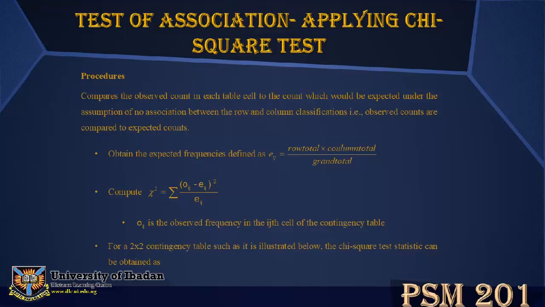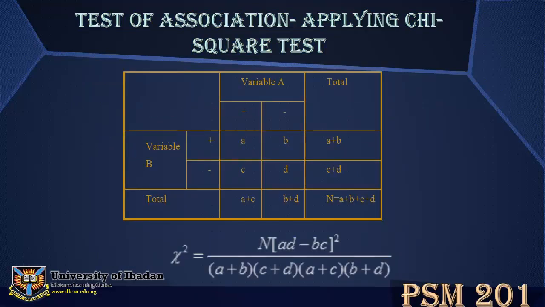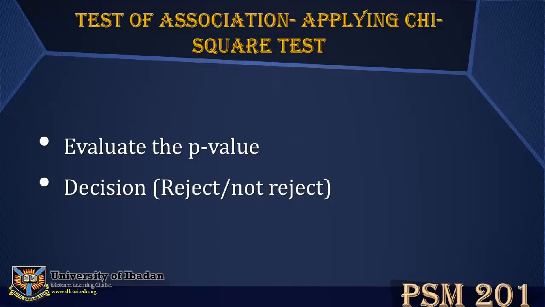For a 2 by 2 contingency table, such as is illustrated below, the chi-square test statistic can be obtained as chi-square equals n times (ad minus bc) squared over (a plus b) times (c plus d) times (a plus c) times (b plus d). Evaluate the p-value. Decision: reject, not reject.